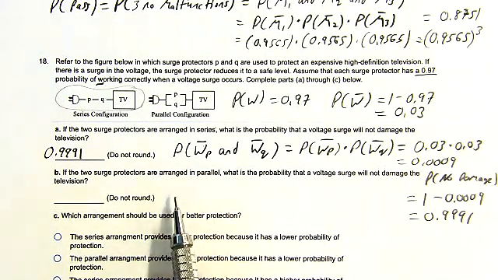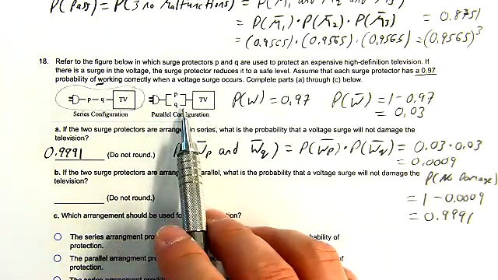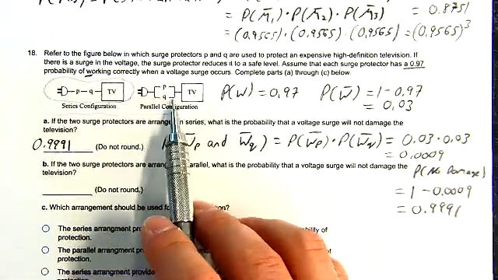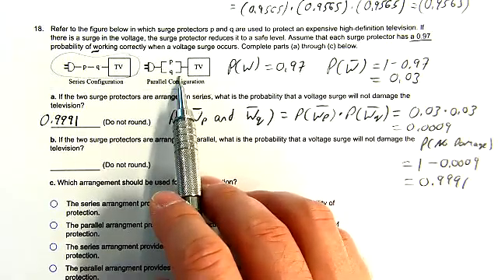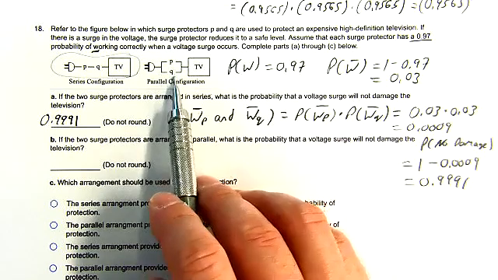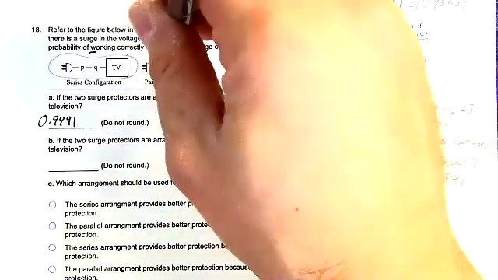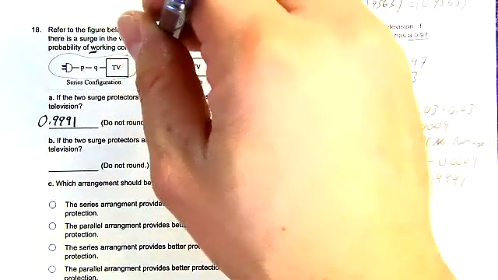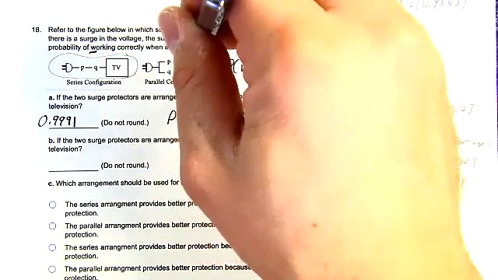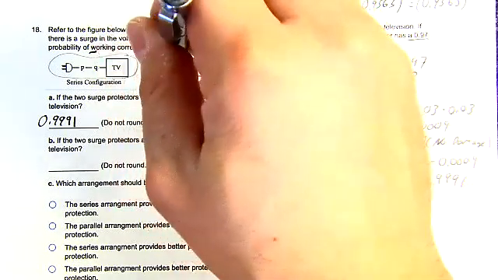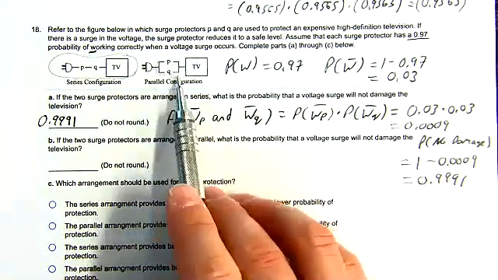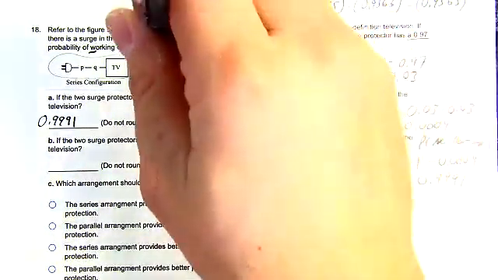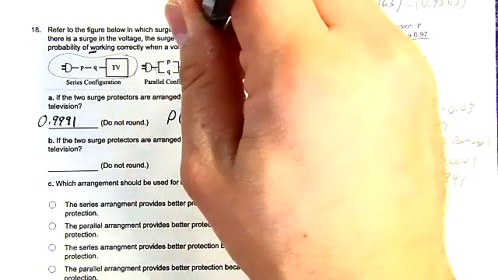Okay, in the second one, we have a parallel configuration. Now in this one, for it not to damage my TV, notice I need both of them to work. Because if P fails, the surge is going to come across both lines here. If P fails, it gets to my TV and wrecks it. Or if P is working fine, but Q fails, it's going to go across this line and wreck my TV. So this is a bad idea, because if either of these fails, my TV is going to get wrecked.